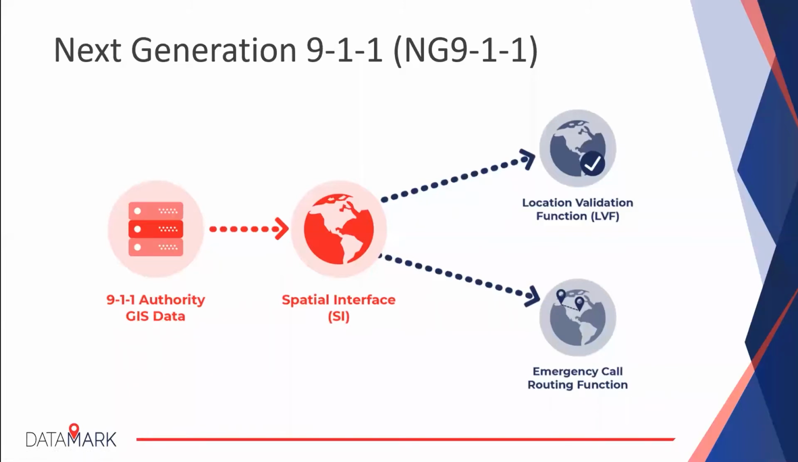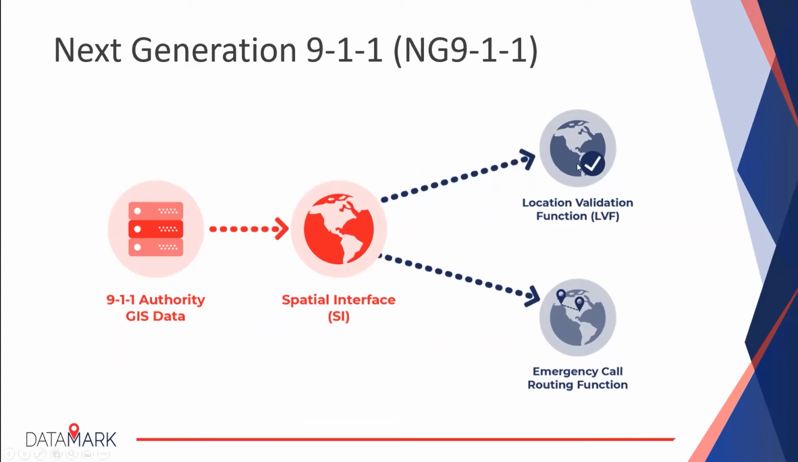So what is the location validation function? Well, the SI is going to provision your GIS data here. This server is going to replace what we use today in the legacy environment called the Master Street Address Guide. And we're going to talk about that in a few minutes when we cover the legacy components. It's going to perform validation and routing verifications prior to a 911 call taking place. It's the maintenance portion of the network.